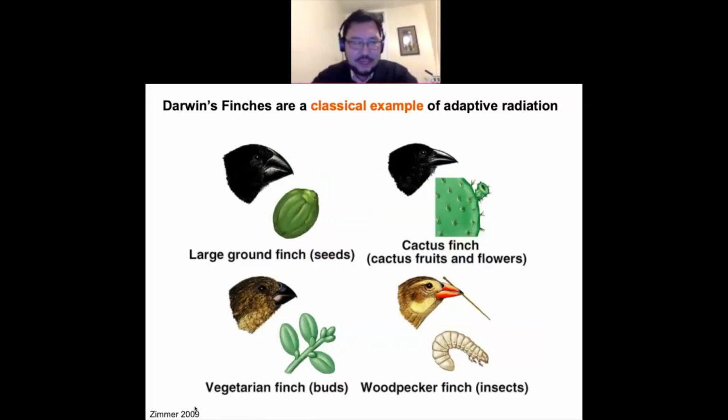Again, you can see the large ground finch, which has this very deep and very broad bill that it uses to crack seeds. There's a cactus finch, with a pointed bill, which it uses to get to the nectar inside the flowers and the pulp inside the fruit. There's a vegetarian finch, which has this very deep but very narrow bill. It uses it like garden shears to cut young leaves and eat them.